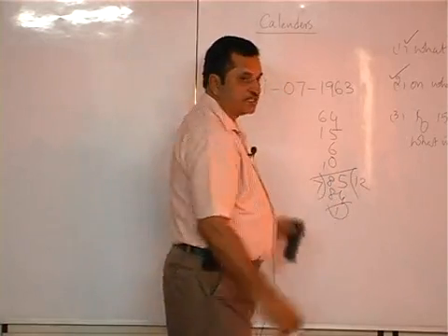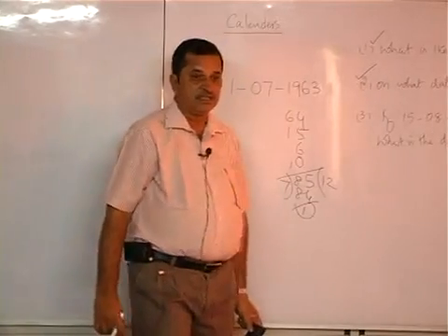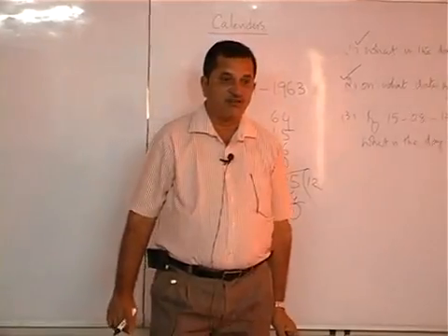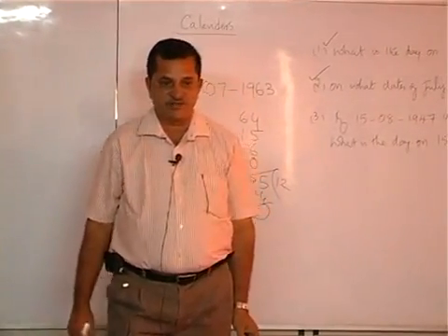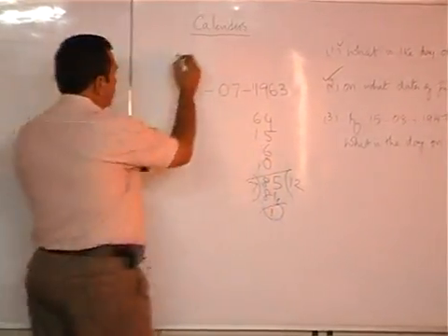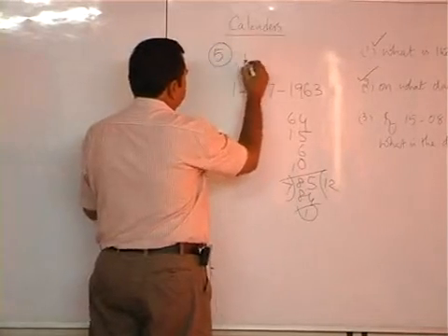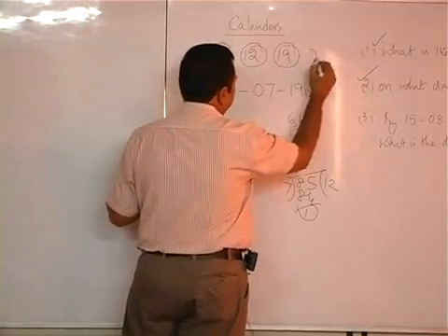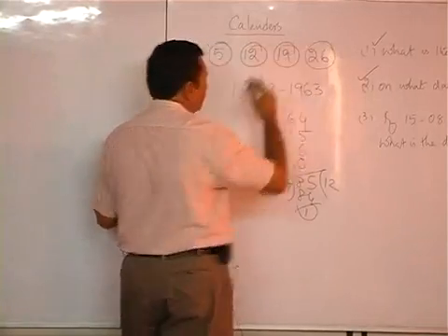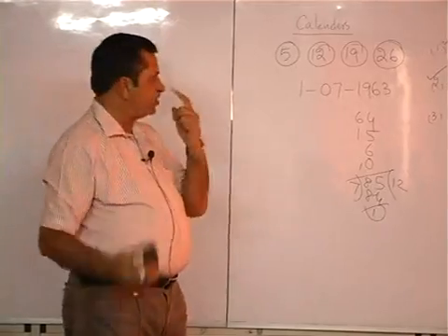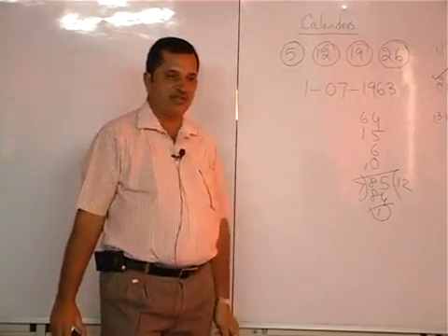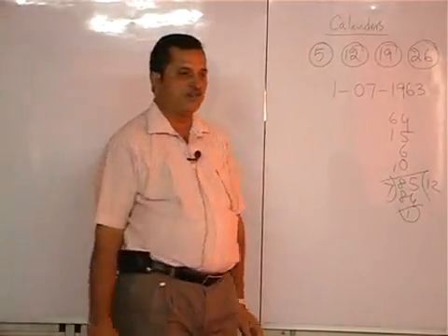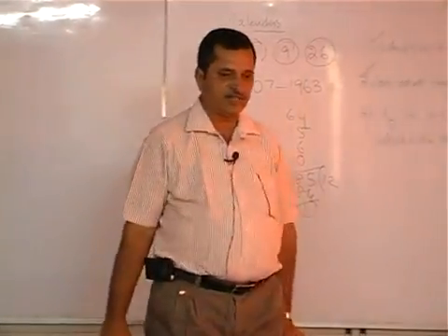So first is Monday, second is Tuesday, third is Wednesday, fourth is Thursday, fifth is Friday. So the first Friday is the 5th, plus 7 days, 12th, plus 7 days, 19th, plus 7 days, 26th. So on the 5th, 12th, 19th and 26th of July 1963 the Friday falls. Clear?